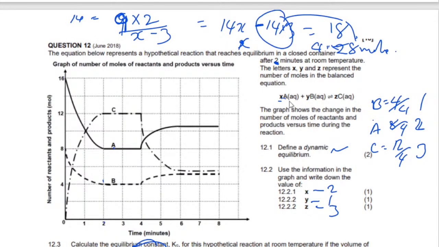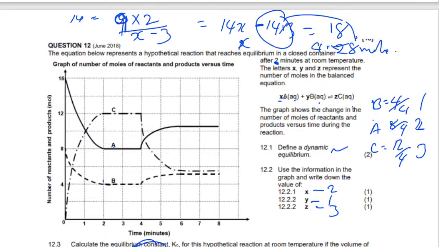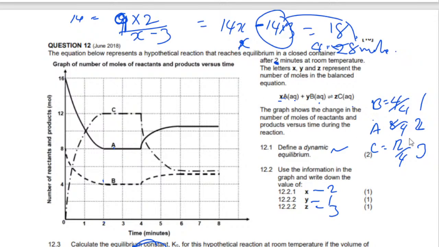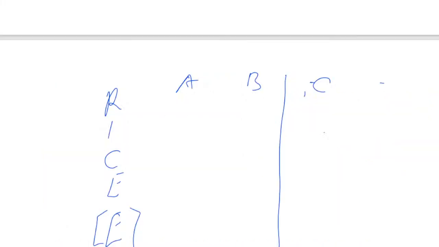So what do I have? I have A, B, and C. All of them are aqueous, so it means that they're going to apply. But what is the product? A and B are reactants, so these are reactants, definitely. So for the number of moles, A is 2, B is 1, C is 3.